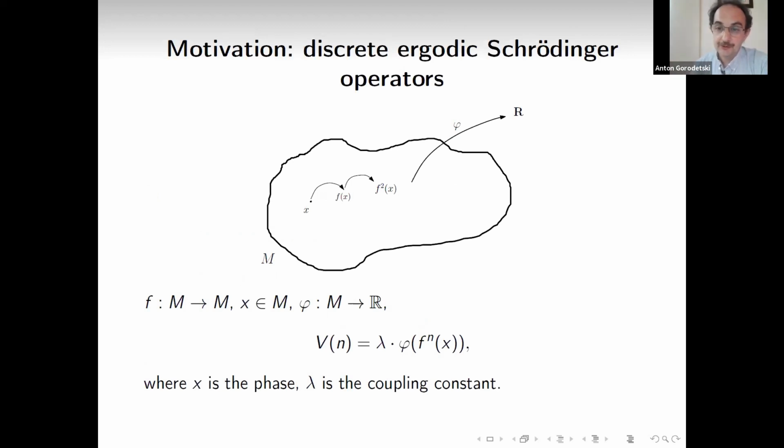So usually people prove theorems like: almost surely with respect to this measure, if you pick the initial condition with respect to this measure, you will get this and that properties of that operator.